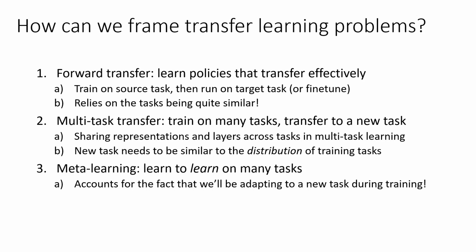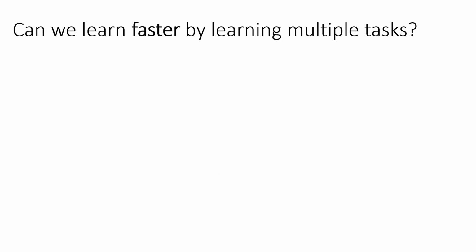In the last part of this section, I'm going to also talk a little bit about multitask transfer. This discussion will be quite a bit shorter because multitask transfer is a very powerful tool, but we're going to talk about it a lot more when we discuss meta-learning later. So this will just be kind of a quick primer to the multitask idea. The basic idea is that you can learn faster and perhaps transfer better by learning multiple tasks.